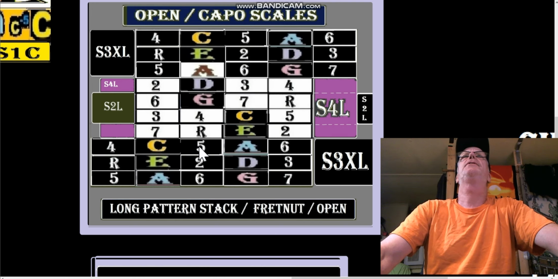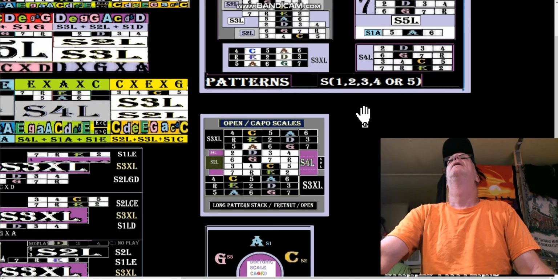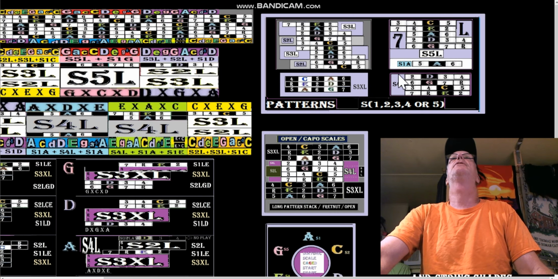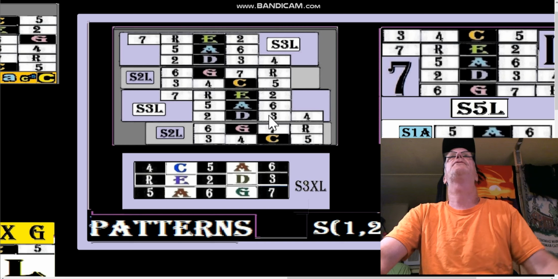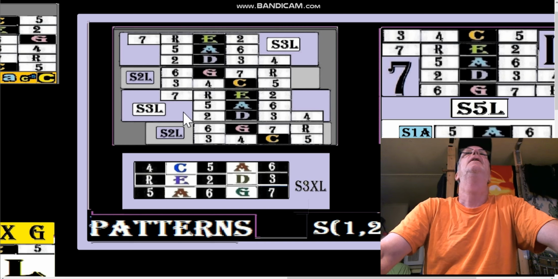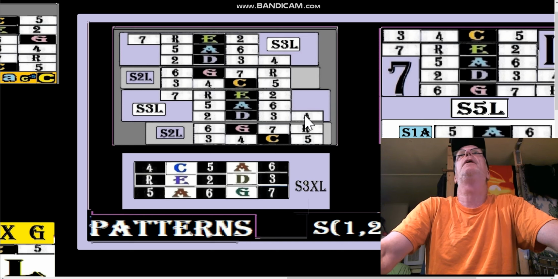Okay, so this is a little outtake from the S3L. Of course, we have all our patterns here because if we're using them, we've got to get them on the chart so we can study that. Here's the S3L. So the D is the top string in the S4L pattern. Okay, and then we go right in. In the spirit of the S3L, we've got 5, 6, 7, root, 2 right there.